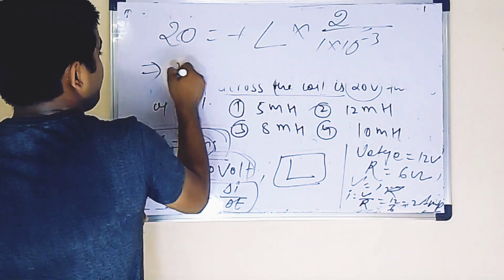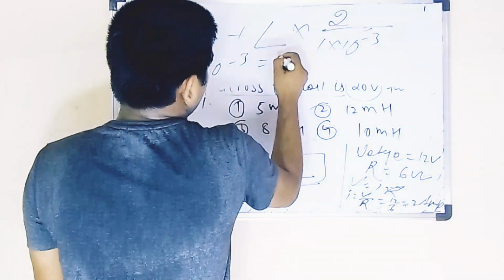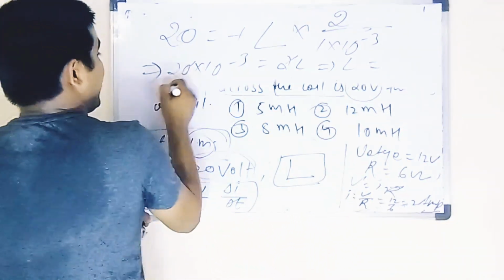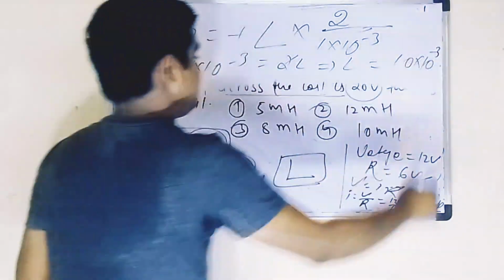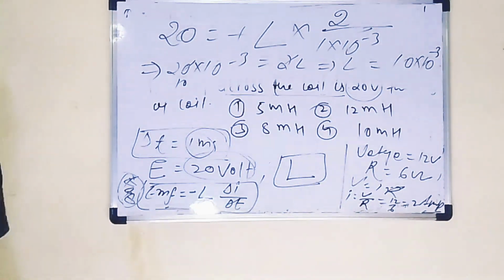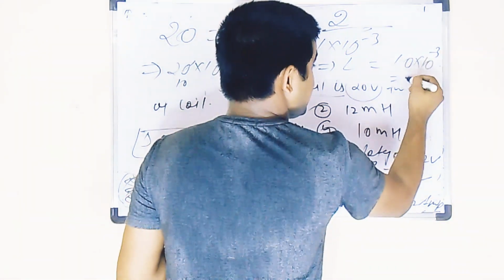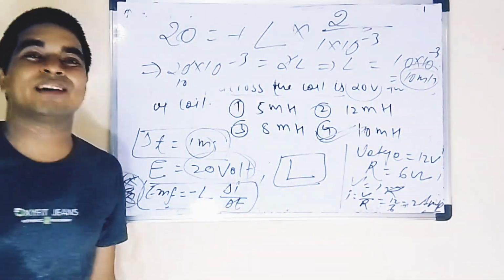So 20 into 10 power minus 3 equals 2L. So what is L? Sir, 10 into 10 to the power minus 3. Can we say this is 10 milli H? Yes, sir. The 4th option is the correct answer, sir.